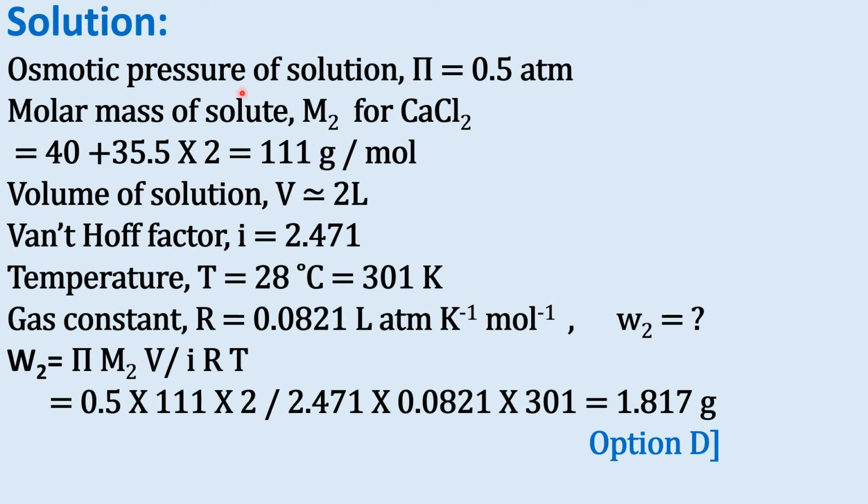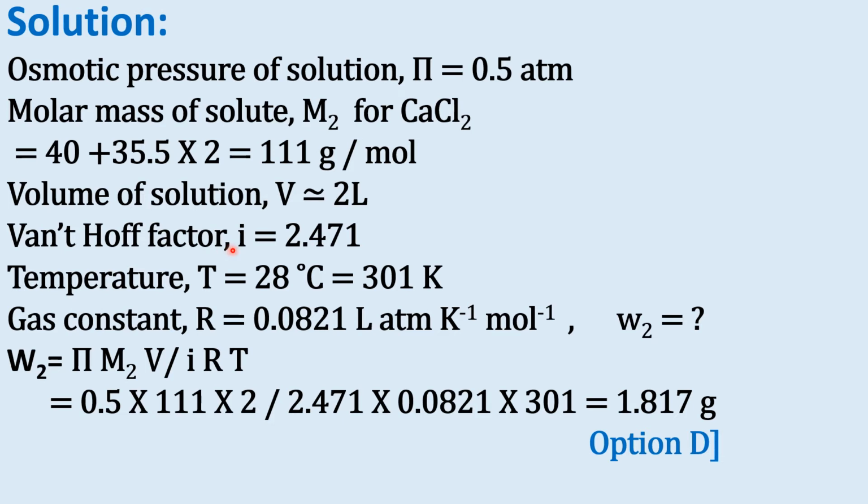Osmotic pressure of solution π is given, 0.5 atmosphere. Molar mass of solute M2 for calcium chloride: atomic weight of calcium 40 plus atomic weight of chlorine 35.5. 2 chlorine are there, multiplied by 2. So 40 plus 35.5 into 2 is equal to 111 gram per mole. Volume of solution V is nearly 2 liter.